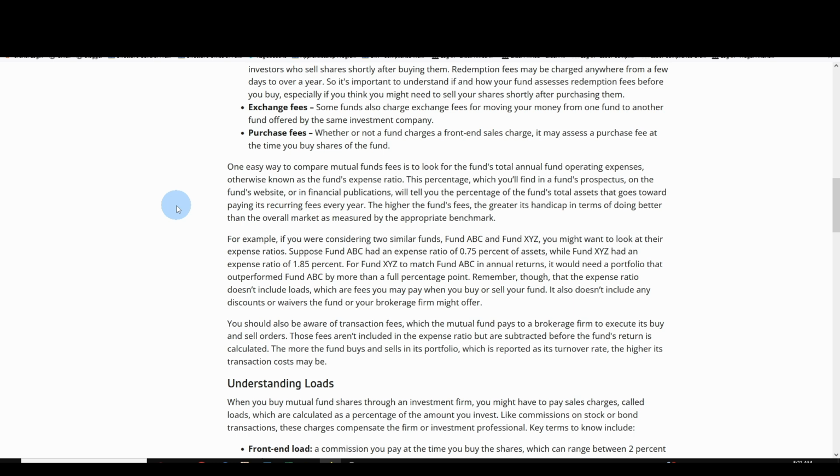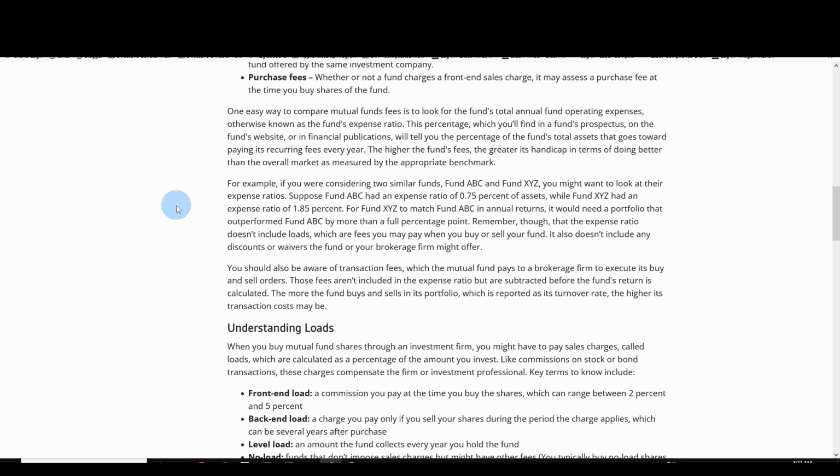For example, if you were considering 2 similar funds, fund ABC and fund XYZ, you might want to look at their expense ratios. Suppose fund ABC has an expense ratio of 0.75% of assets, while fund XYZ has an expense ratio of 1.85%. For fund XYZ to match fund ABC in annual returns, it would need a portfolio that outperformed fund ABC by more than a full percentage point.